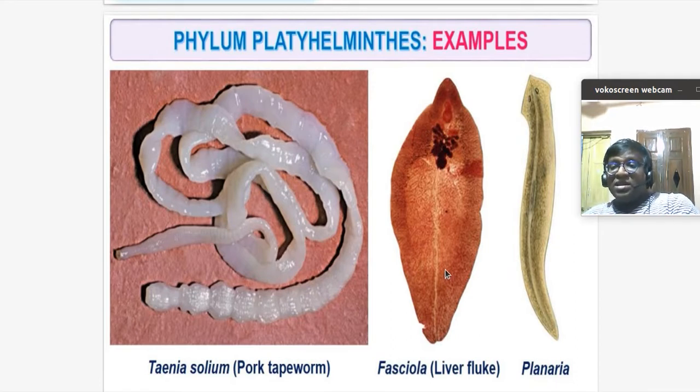Fasciola, which is the liver fluke, Fasciola hepatica. This liver fluke infests goat and sheep. Improperly cooked food consumed by human beings, that way the liver fluke can also infest the liver of human beings too, but they are very rare occasions. But pork tapeworm or Taenia solium infects human beings a lot. Planaria is a free living one, and they are aquatic forms. So you can remember planaria, which is also an example of platyhelminthes.